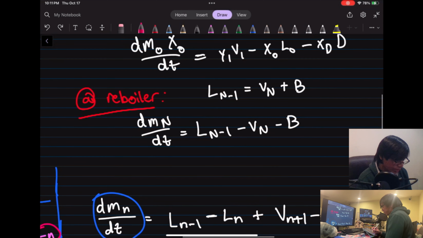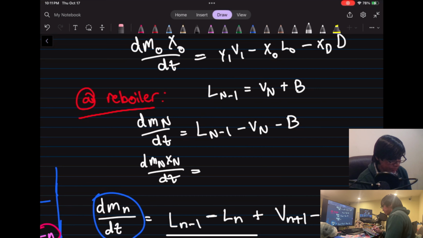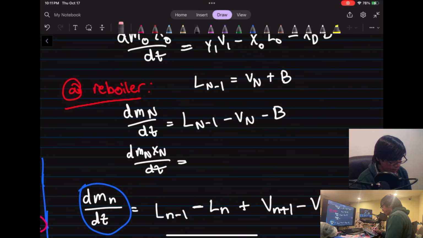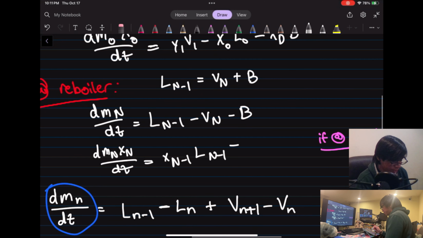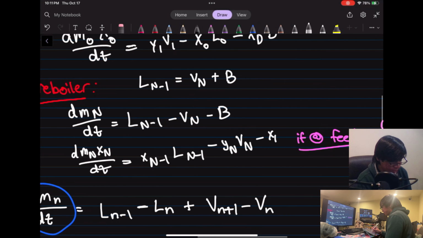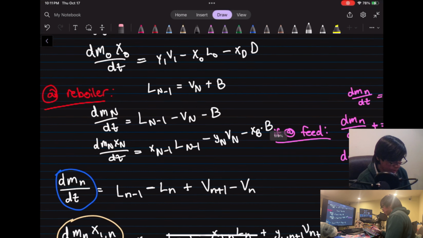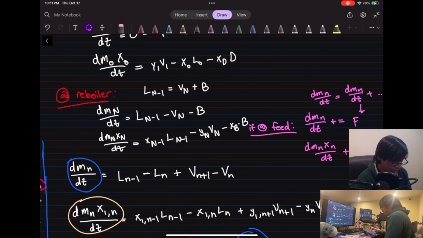So again, now it's the mole fraction, big N. You just simply match them up. So liquid mole fraction times liquid flow rate, subtract vapor mole fraction times vapor flow rate, and then our bottoms, liquids. That's a little clustered, I'll move that over.